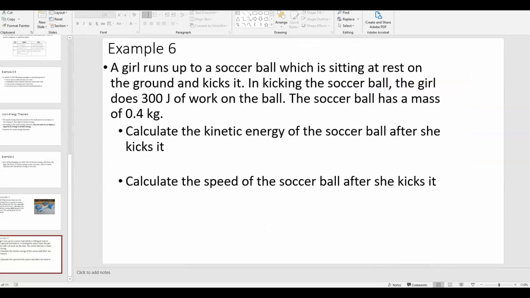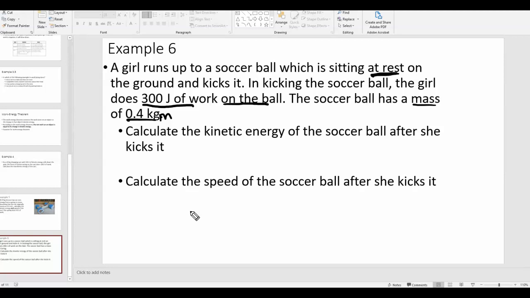Okay, so finally we're going to do example 6. The question says, a girl runs up to a soccer ball which is sitting at rest. I see that context clue right away, sitting at rest on the ground, and kicks it. In kicking the soccer ball, the girl does 300 joules of work on the ball. They also give us the mass of the soccer ball is 0.4 kilograms. Okay, so this is the mass. Now the first question says, calculate the kinetic energy of the soccer ball after she kicks it.